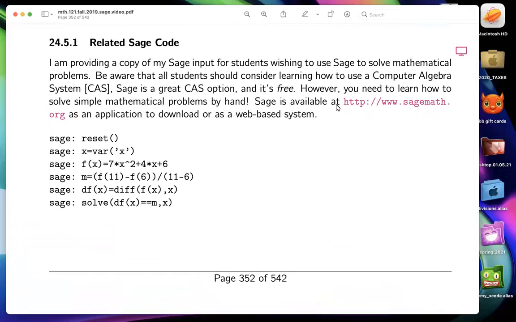Okay, we're in section 24 of the notes. And again, my suggestion is, if you're thinking about moving into a STEM-related career, try to learn what's known as a computer algebra system. This is going to be the bridge from what we're doing by hand to things that we can't do by hand. But you need to know how to do things by hand first.